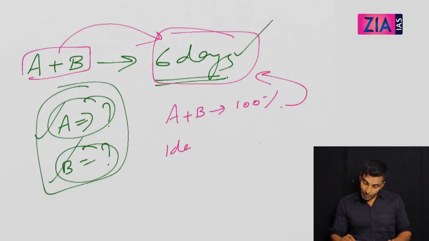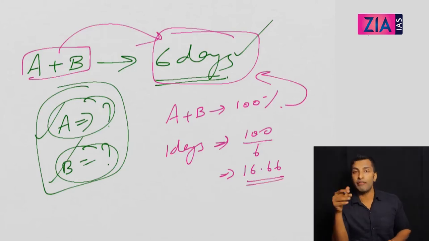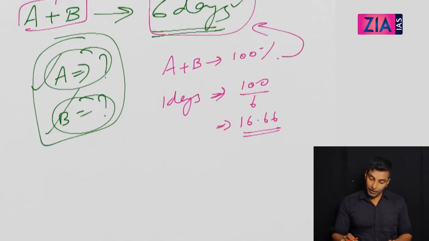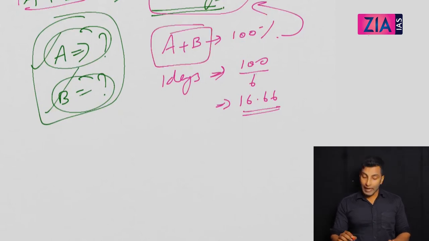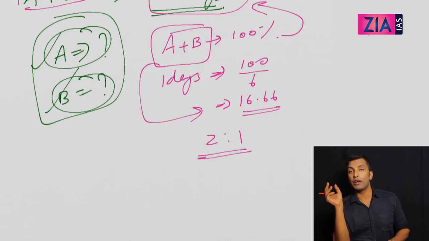So in 1 day, A plus B will complete how much? 100 by 6. Now that is crystal clear, 16.66. How do you do this division? 100 by 3, everybody knows, 33.33. So 100 by 6 is 16.66, half of 33.33. So A plus B together in 1 day do 16.66. In this, we know the ratio. A is 2 times as efficient, that means this ratio is 2:1. Out of 16.66 they have done together, A will do 2 and B will do 1.